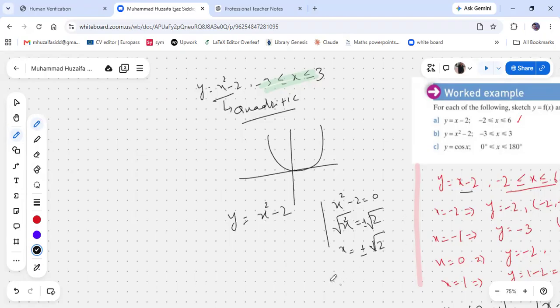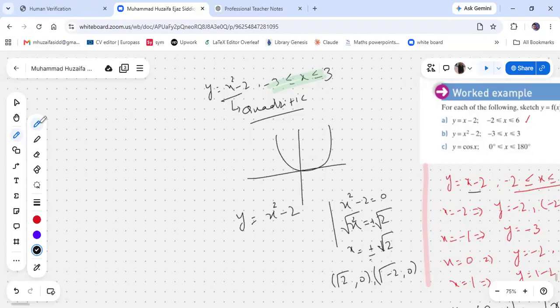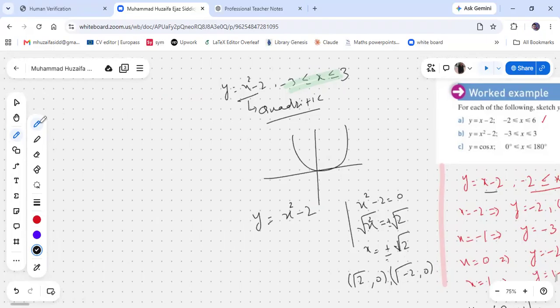So on behalf of this one, what I'm writing is root 2 and minus root 2. Why am I writing it like this? Because we have two roots. Is there any confusion? No, sir, no confusion.